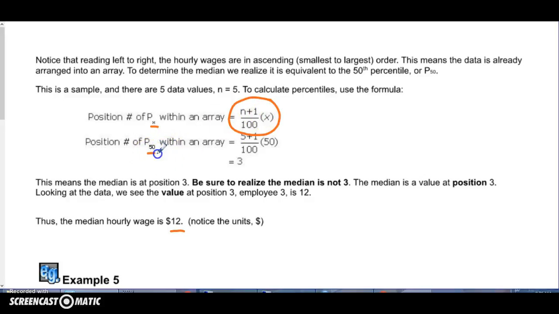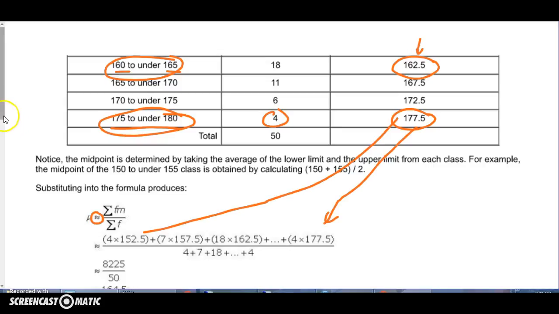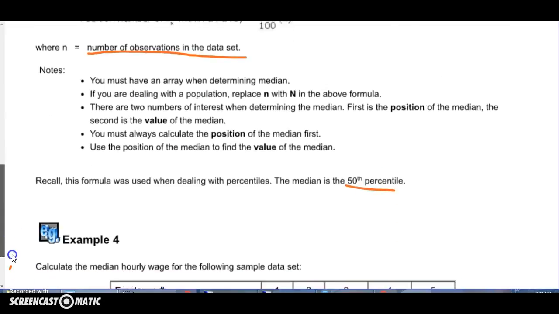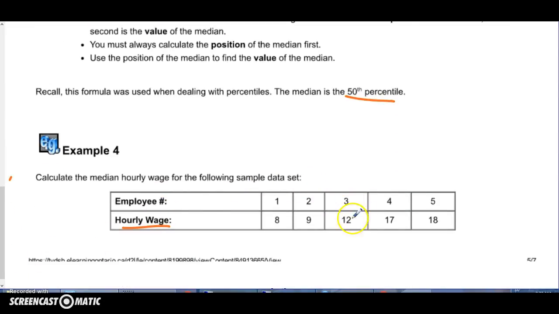Okay, so to find the 50th percentile position, what you want to do is go through it and say n plus 1. In this case, there are 5 pieces of data, so 5 plus 1 divided by 100 times 50, because this is the 50th percentile, and you want the 3rd position. Then you go back at the data once it's ordered, and you say, look, the 3rd person here is the middle value.